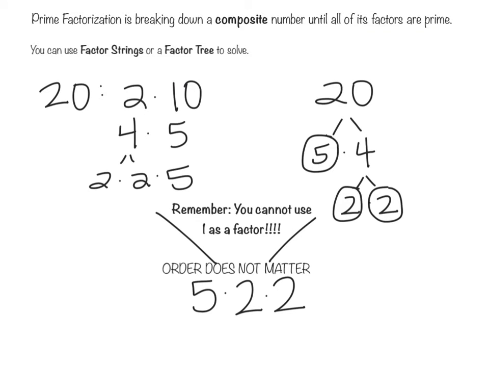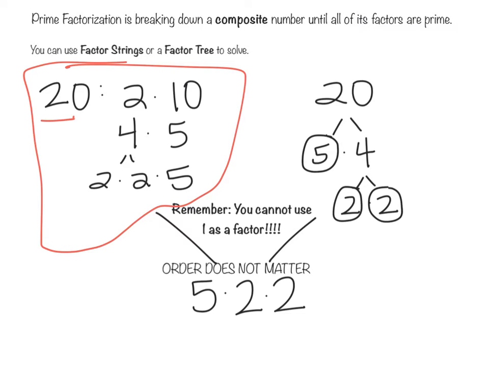So you can use a factor string or factor tree to solve for prime factorization. On the left here, I did a factor string. For 20, you'd have 2 and 10 would be a pair, 4 and 5 would be a pair, and then I could break 4 down into 2 and 2 and 5, and those would be all the pairs. So 2 times 2 times 5 would be my prime factorization, because prime, all the numbers are prime, and factorization are the factors. So all the prime factors would equal 20.